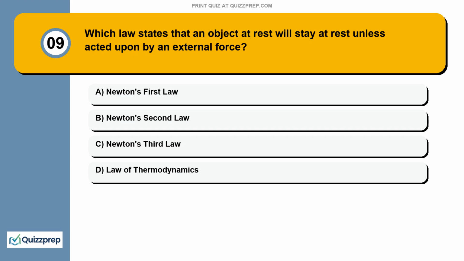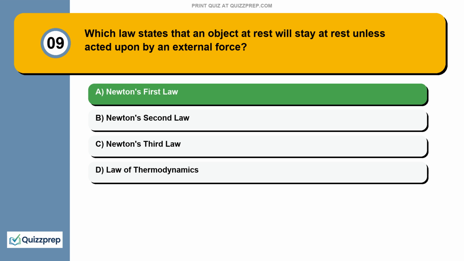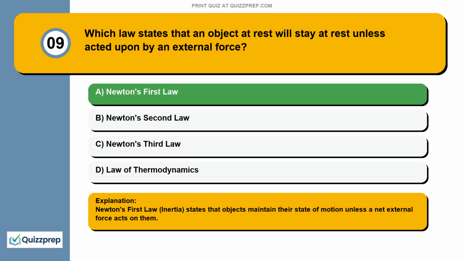Question 9. Which law states that an object at rest will stay at rest unless acted upon by an external force? Newton's first law, Newton's second law, Newton's third law, law of thermodynamics. Newton's first law, inertia, states that objects maintain their state of motion unless a net external force acts on them.